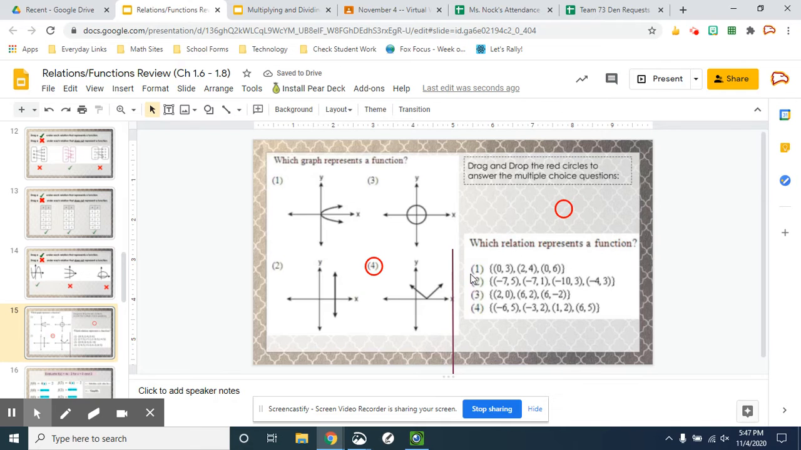All right, and for this one, let's see here. 0 is paired with 3 and 0 is paired with 6. So that is not a function. -7 is paired with 5 and -7 is paired with 1. So that's one input, two separate outputs, not a function. Here, 6 is paired with 2 and 6 is paired with -2. So that is not a function. And here, there are no inputs that have more than one output. So it is 4.